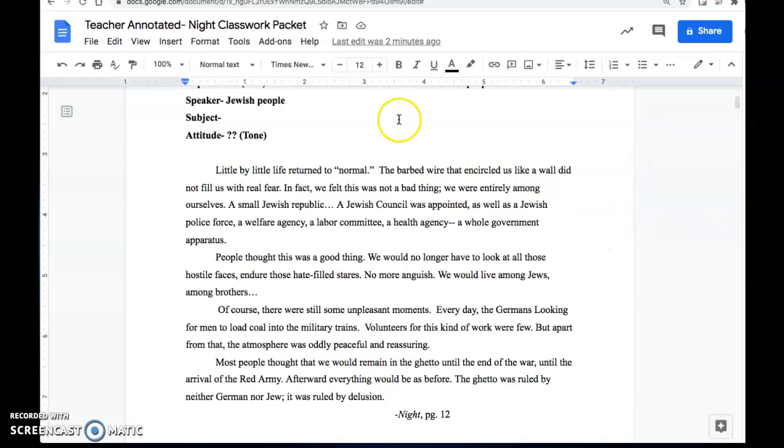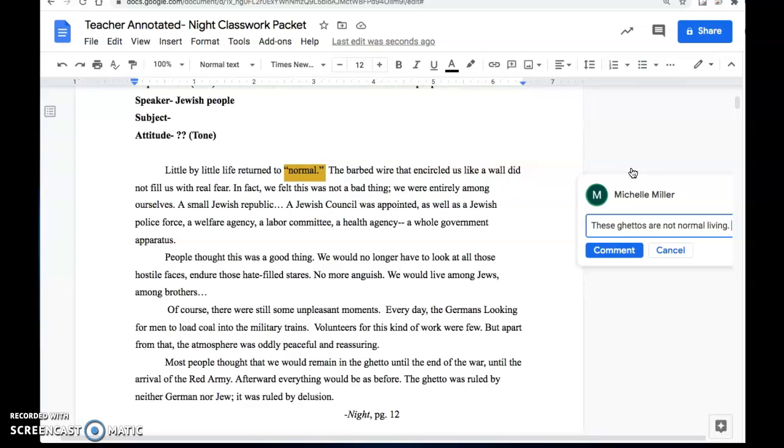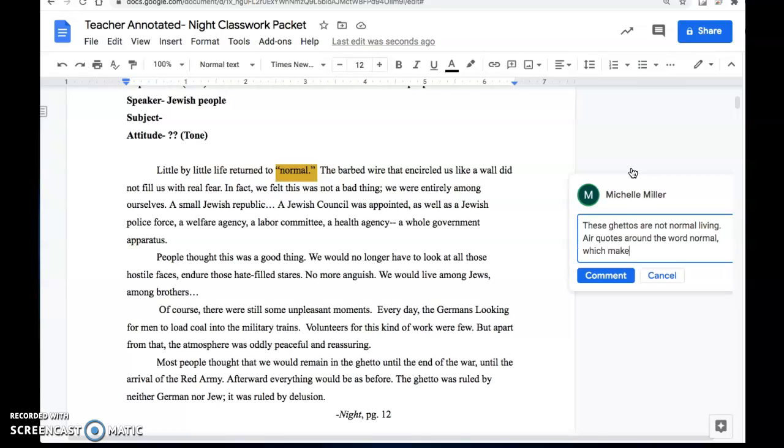So I would start with the first sentence. Little by little, life returned to normal. The first thing that's like ding, ding, ding in my head is these ghettos are not normal living, right? And there's like air quotes around the word normal, which make me think it's not really true.